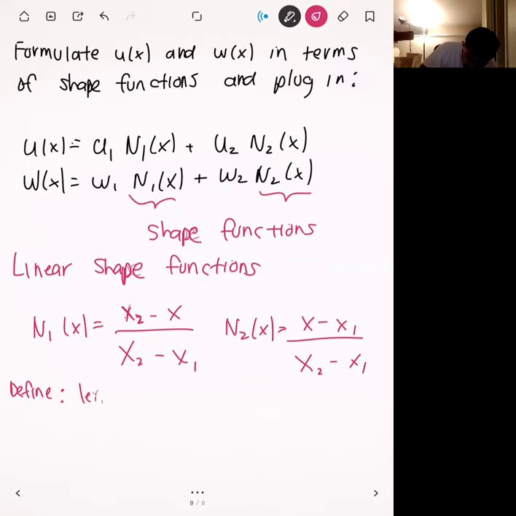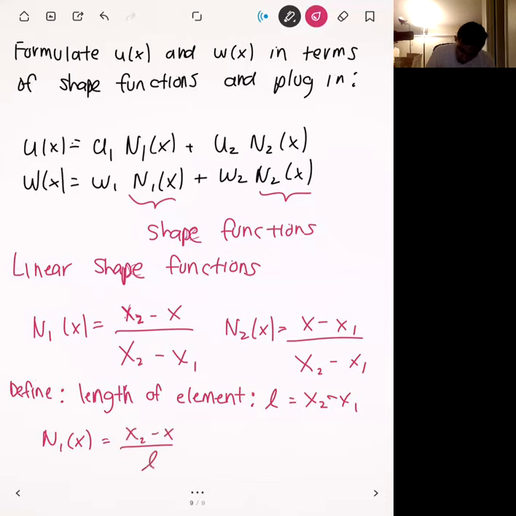the length of the element. The length of a 1D element is just the difference between the coordinates at the far side, which is x2 minus x1. Okay, and so L, I'm just going to use the symbol L here. L is going to be x2 minus x1. Okay, and so this lets us formulate the shape functions here. N1 of x is going to be equal to x2 minus x, all divided by L, and N2 of x is equal to x minus x1, all divided by L.